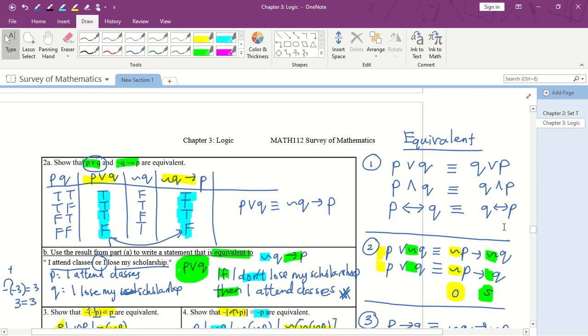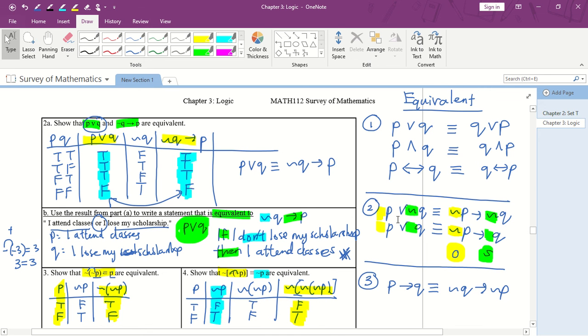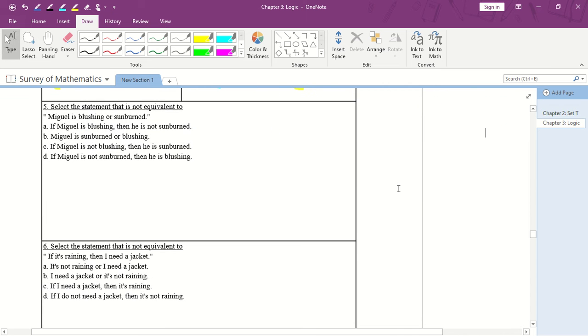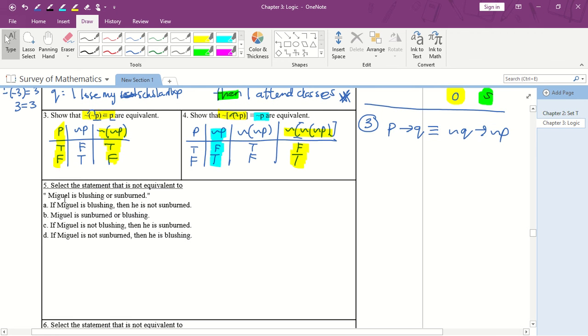Okay? So one here, the second here, the third here. So let me just finish up the questions here. Let's try the questions here. Once you know these three concepts, we can start to tackle these questions. Okay, so now, Miguel is blushing or sunburned. Let's try to put here, Miguel is blushing, sunburned. So we need to write down the P and Q, the simple statements.